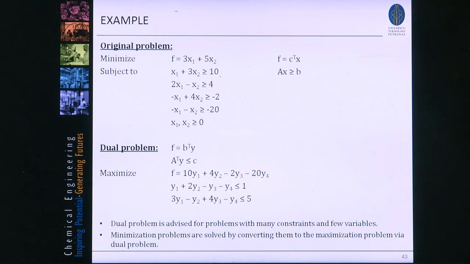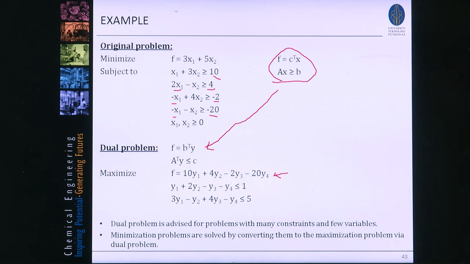So an example, F equals to 3x1 plus 5x2, and then x1 plus 3x2 bigger than or equals to 10, 2x1 minus x2 bigger than or equals to 4, and so on and so forth. So we change this into that one. Now F equals to 10 y1 plus 4 y2 minus 2 y3 minus 20 y4, like in these equations over here, and then the constraint is the transpose of A. So we have now 1 and then 3, so 1 plus 2y minus 1 minus 1 less than or equals to 1.